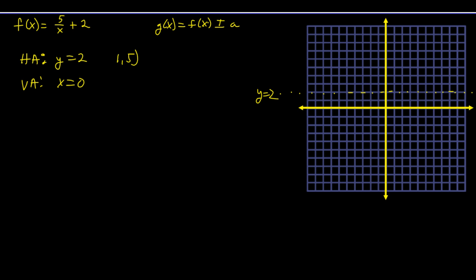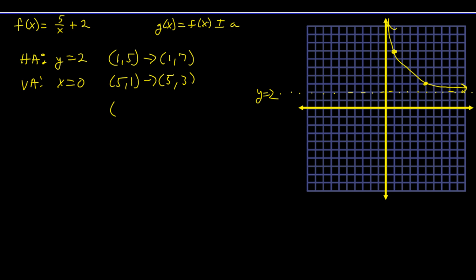If I do 1, 5, and I shift that 2 spaces up, then what I'm going to get is 1, 7. So over 1 up 7 is on the graph. And for my 5, 1, if I shift it up 2 spaces, that's going to be 5, 3. So over 5, 1, 2, 3, 4, 5, up 3. And notice now, when I draw my graph, it doesn't approach 0, it approaches y equals 2.